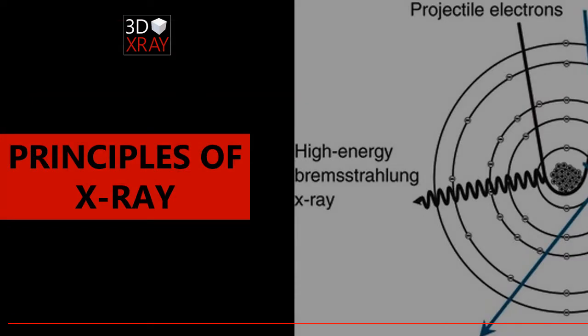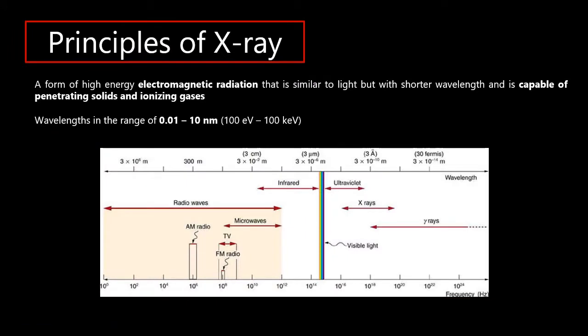Principles of X-ray. What are X-rays? X-rays are high-energy electromagnetic radiation which has a shorter wavelength than light. It's around 0.01 nanometer to 10 nanometers. It can penetrate through solids and ionizing gases.